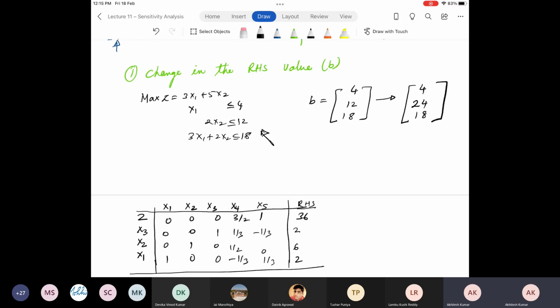But now the problem has changed because one of the constraints now is 2x2 less than or equal to 24. So if you do not know anything, what would you do? You will start everything again with 2x2 less than or equal to 24. Is that correct? Yes, sir.